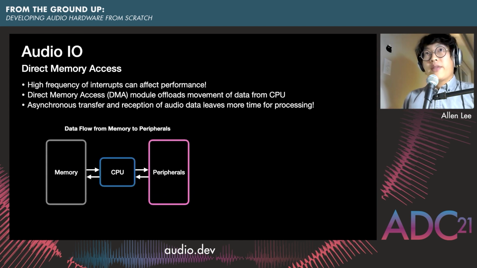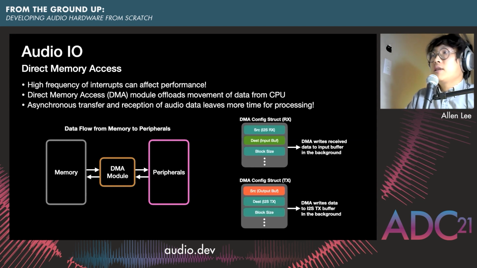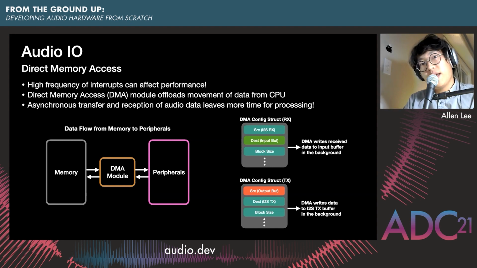One way to get around that is to use what we call direct memory access. In the previous example, we relied on the CPU to handle the transfer of data from memory to peripherals. But we can delegate that to a direct memory access module instead. This would handle the transfers in the background while the CPU is free to do whatever it needs to do. Typically, the way that DMAs are configured is that you specify where the data is going to come from, where it's going, and also how many data points you want to send.